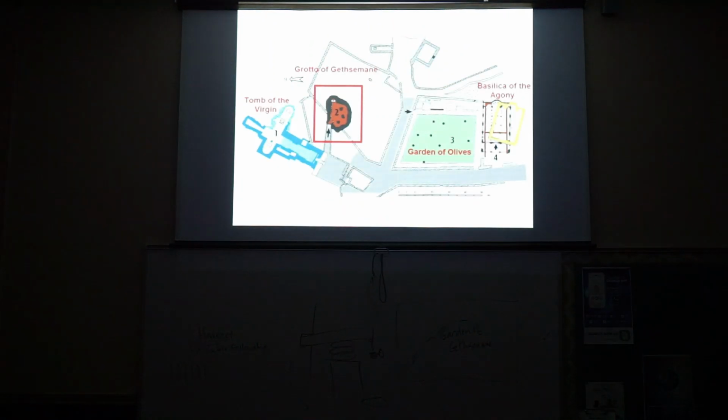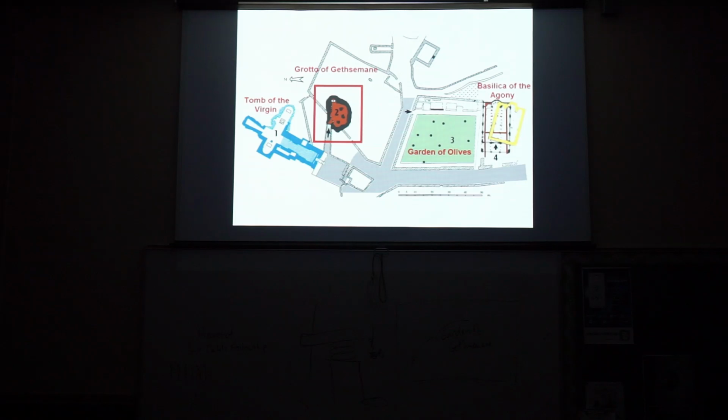And to give you an idea of where all of this is located, again, remember everything is oriented to the east. So you'll see the Grotto of Gethsemane at about the 10 o'clock position. You'll see the arrow to the north. And so that road that runs out in front of the green Garden of Olives area is actually a road that runs basically north and south.